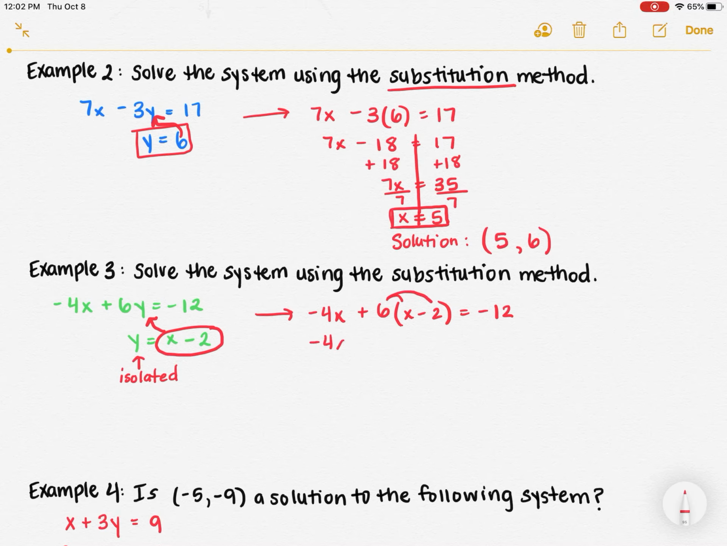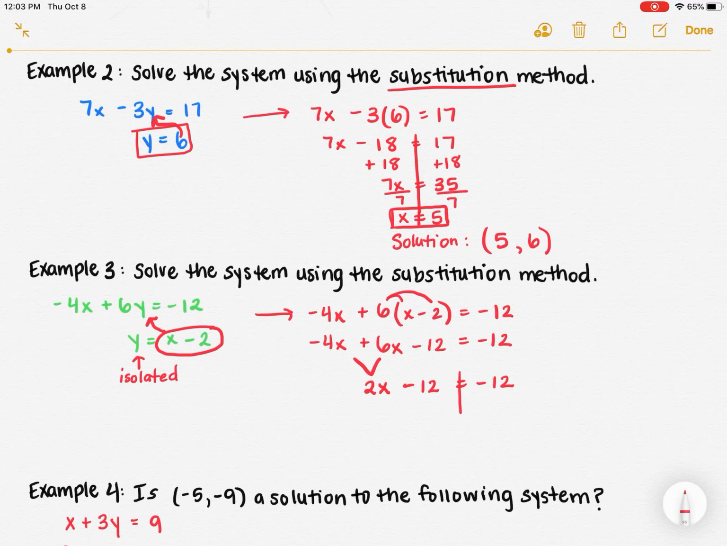So I'm going to carry down the negative 4x, and I'm distributing the 6. So 6 times x gives me 6x, and 6 times negative 2 gives me negative 12. And then I bring down my right side of the equation. Now I can combine like terms, negative 4x plus 6x. Those are like terms because they both have an x. If you do negative 4 plus 6 in your calculator, you get 2. So that means these combine to give me 2x. And then I bring down my minus 12 and the right side of my equation. Now I have a two-step equation.